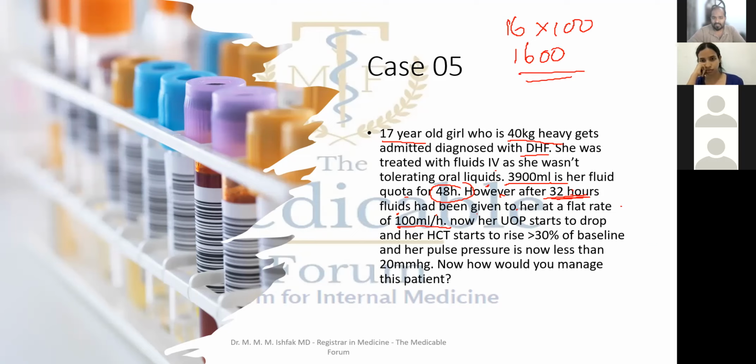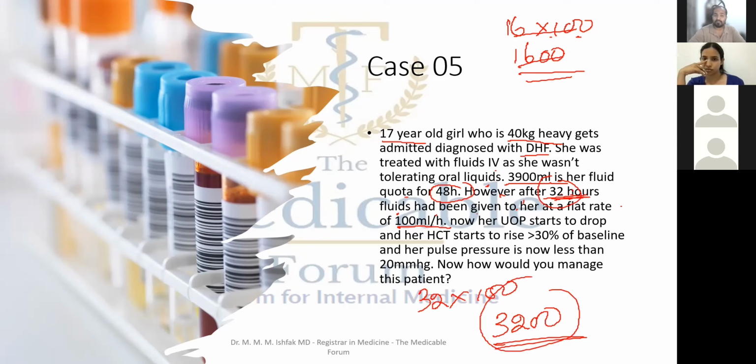Now what has happened? What it means is until 32 hours, 100 cc per hour had been given. So 32 into 100, so 3200. Now, by the time she reaches 32 hours, 3200 cc had been given. The quota is 3900. So what is remaining? Only 700 ml. So only 700 ml to be given over 16 hours.